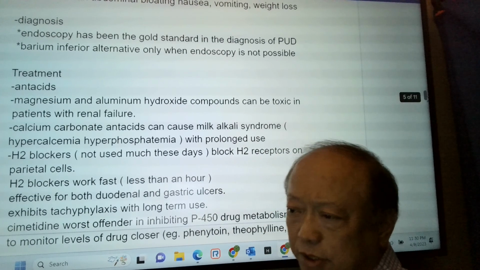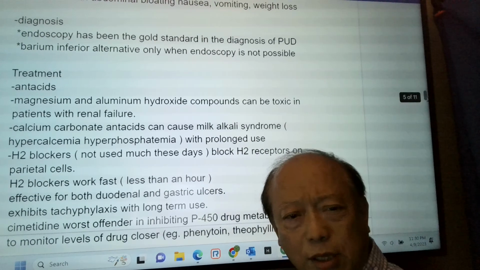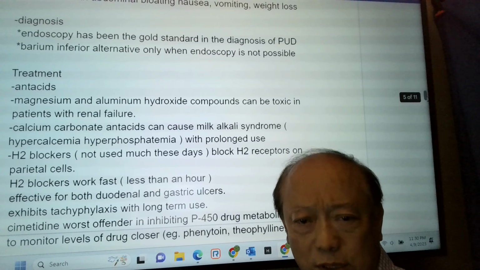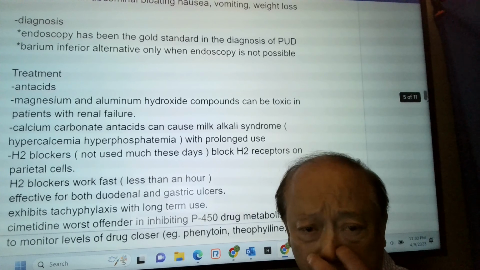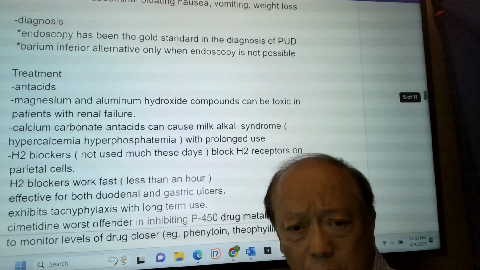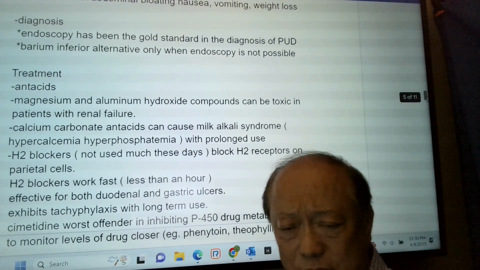Diagnosis of peptic ulcer disease. Endoscopy has been the gold standard in the diagnosis of PUD. Barium is an inferior alternative, used only when endoscopy is not possible.